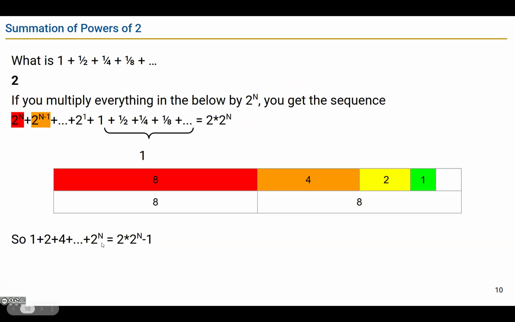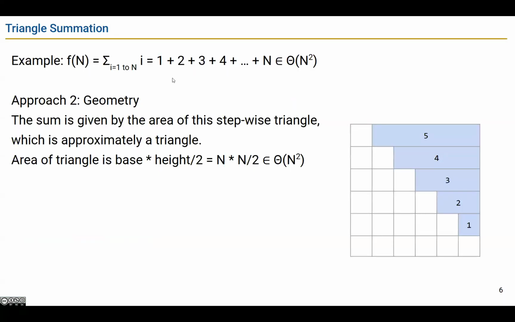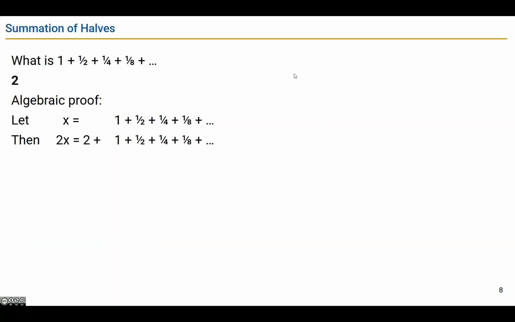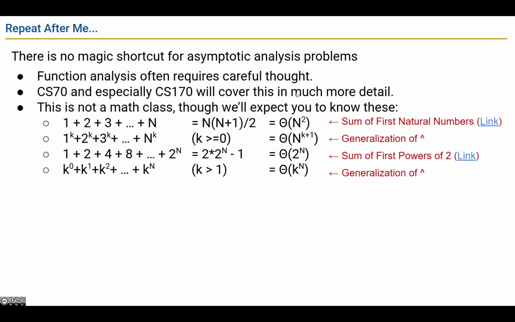These two, the sums of powers of 2, and this one over here, the sum of the first n natural numbers, those are the 2 main summations that we'll be seeing in this class. That's not to say that there aren't other summations. There are. It's just that these are the ones that we expect you to have memorized. So we like to say here, there's no magic shortcut for asymptotic analysis. Please repeat after me. There's no magic shortcut for asymptotic analysis.